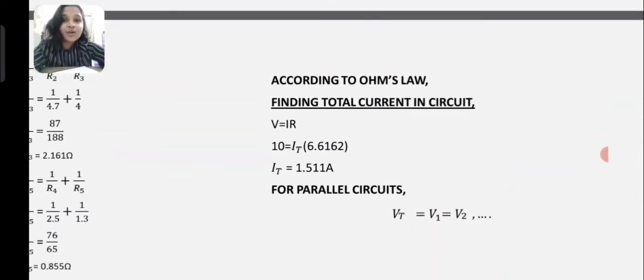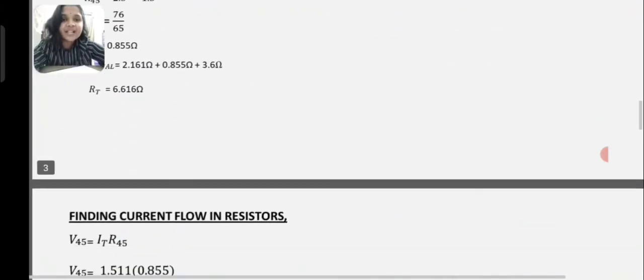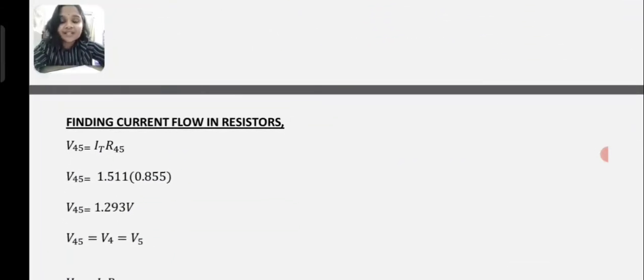So according to Ohm's law, using the formula V equals IR, we can find the total current flow in the whole circuit. So V, which is equal to 10, is equal to IT times 6.616, where our total current will be equal to 1.511 ampere.